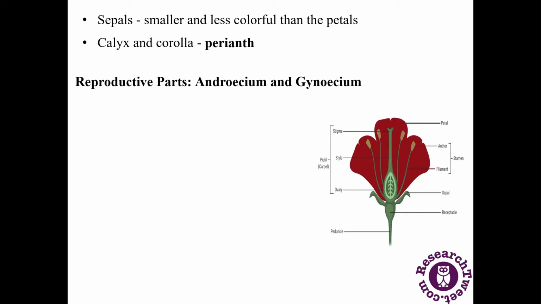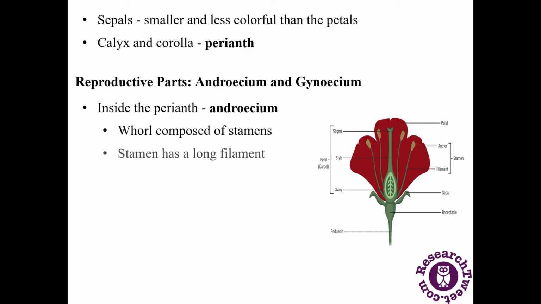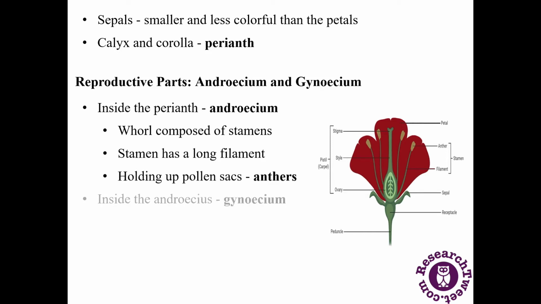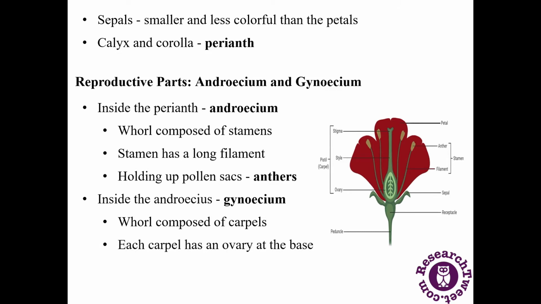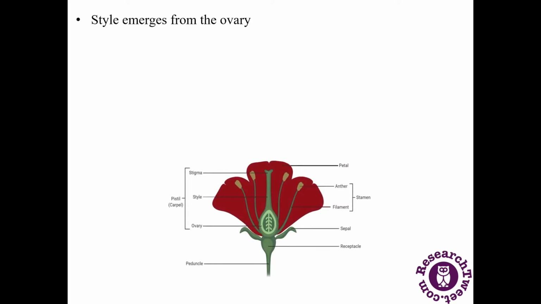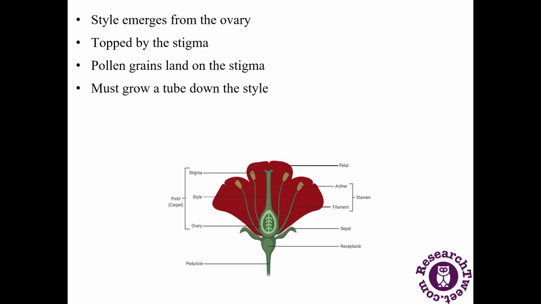Reproductive parts: androecium and gynoecium. Inside the perianth is the androecium, a whorl composed of stamens. Each stamen has a long filament holding up pollen sacs called anthers. Inside the androecium is the gynoecium, which is composed of carpels. Each carpel has an ovary at the base where ovules are housed. The style emerges from the ovary and is topped by the stigma. Pollen grains land on the stigma and must grow a tube down the style to reach the ovule and complete fertilization.